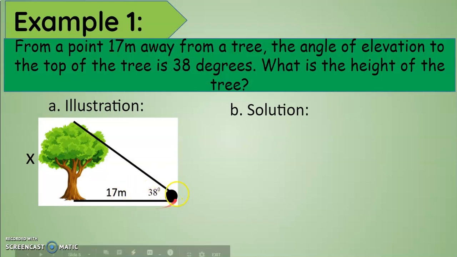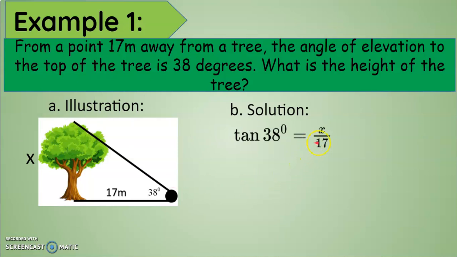Take a look at the given illustration. This is your reference angle or your angle of elevation. Going back to our trigonometric ratios, this will be your angle. We have the unknown value, which is x, and the given value, which is 17 meters away. So we have opposite over adjacent. So what trigonometric ratio will we use? That will be tangent. So we have now tangent 38 degrees is equal to x over 17.